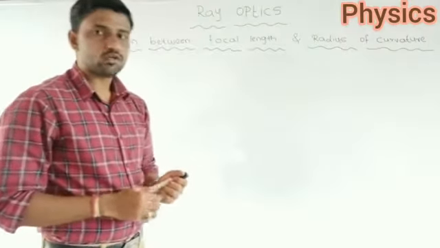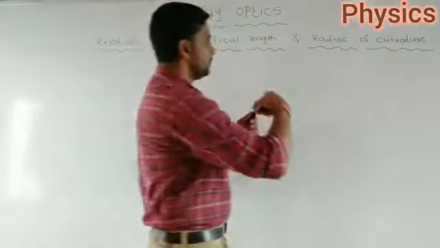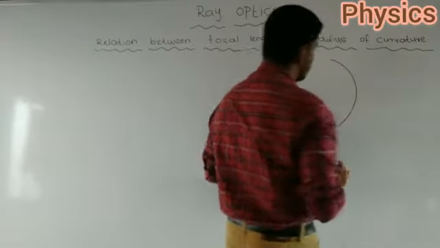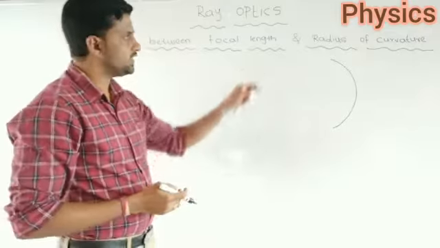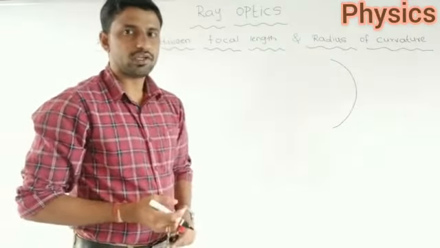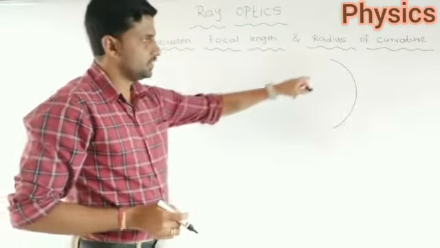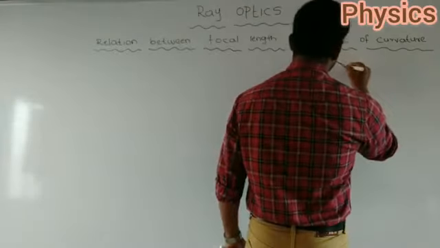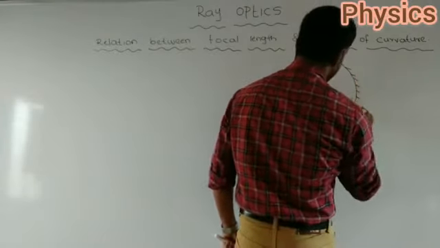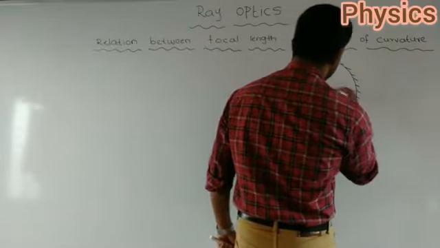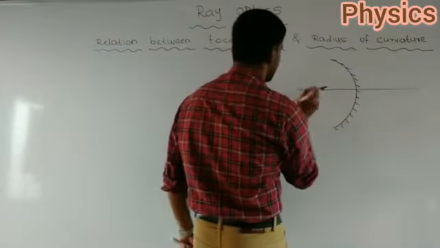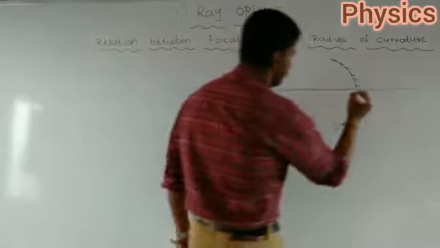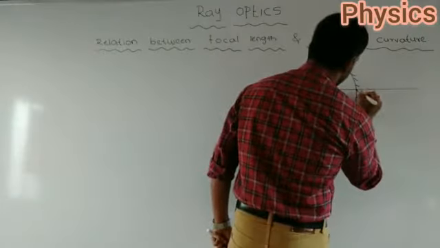First I am going to consider one spherical mirror. I am taking a concave mirror here. You can take a convex mirror also, no problem. It is applicable for both concave and convex mirrors. Here I am going to take a concave mirror. So this is a concave mirror. Now this is the principal axis of the concave mirror. And you know that this is the pole of the mirror.